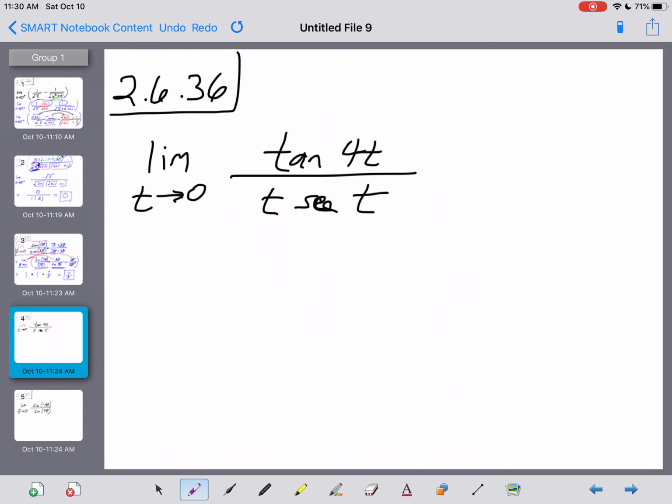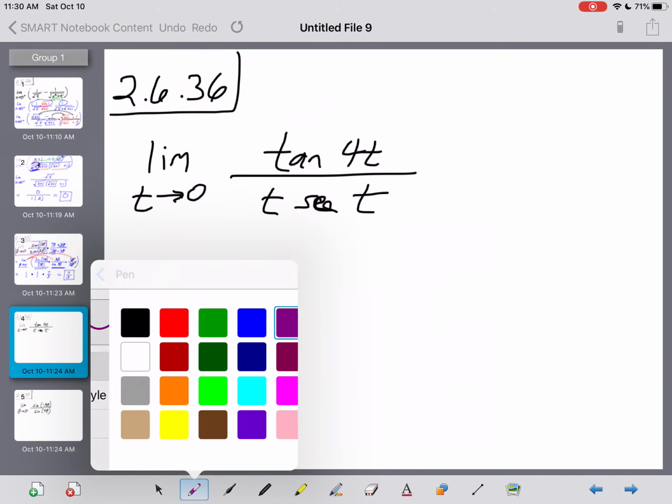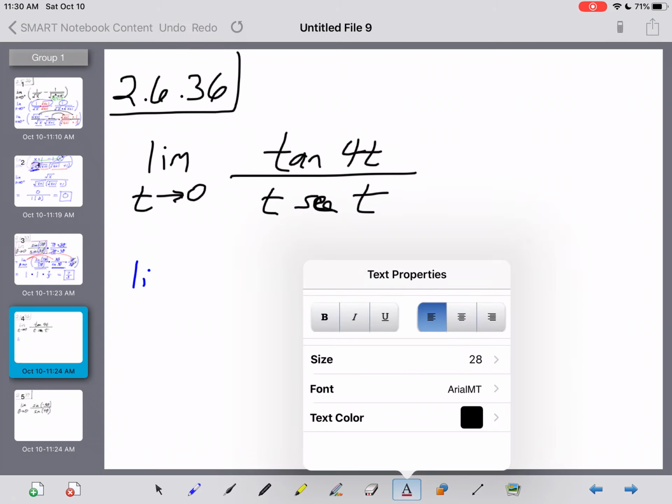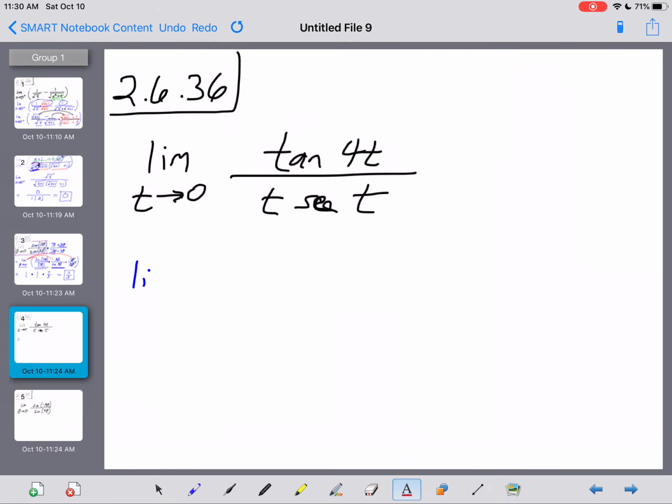Now, 36 and 39 work in a similar manner. Let's see what's going on. Big difference in 36 is that we start off with a tangent on the top, and then something weird that really should never be. And that is a secant down in the denominator of a fraction. We'll talk about that in just a second. So let's see what we can do.